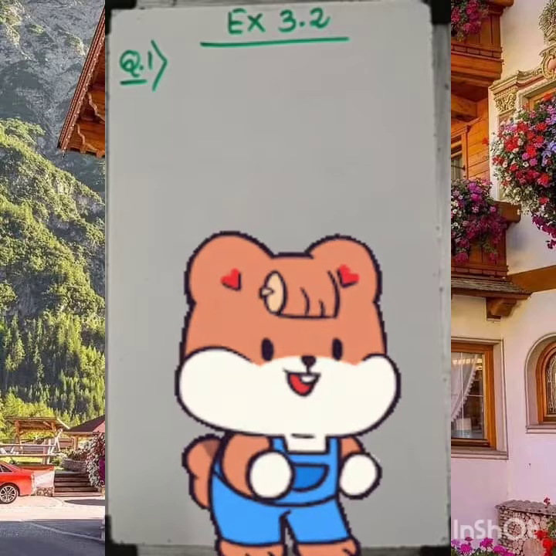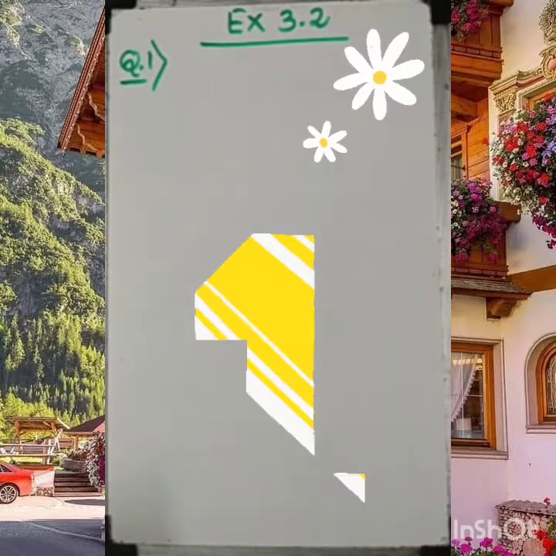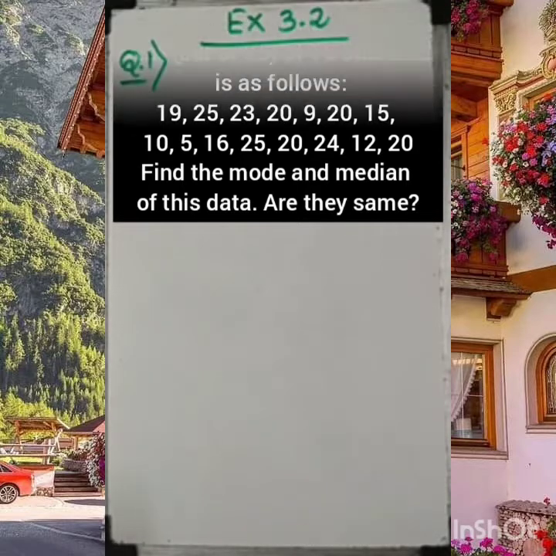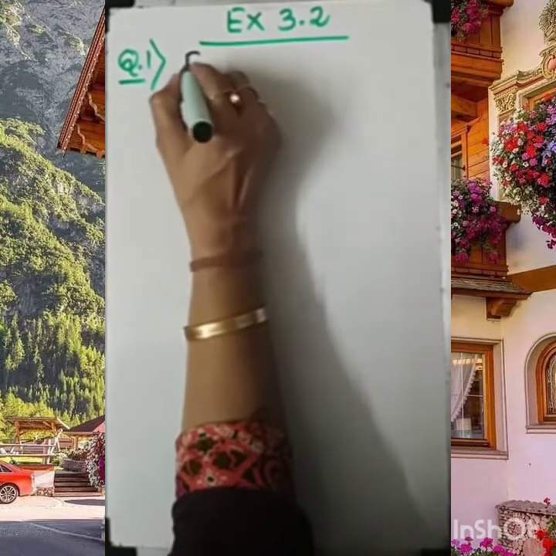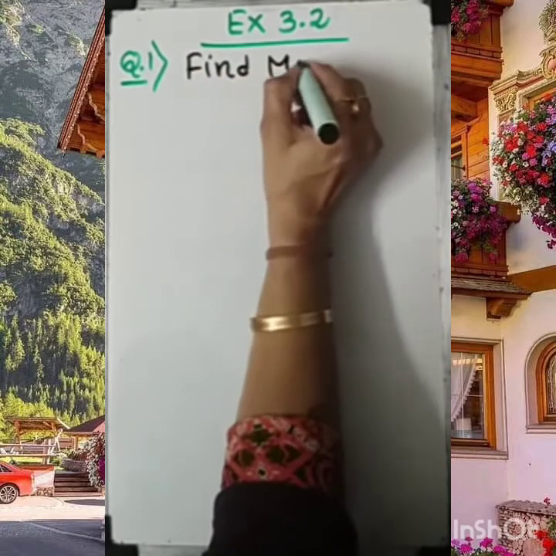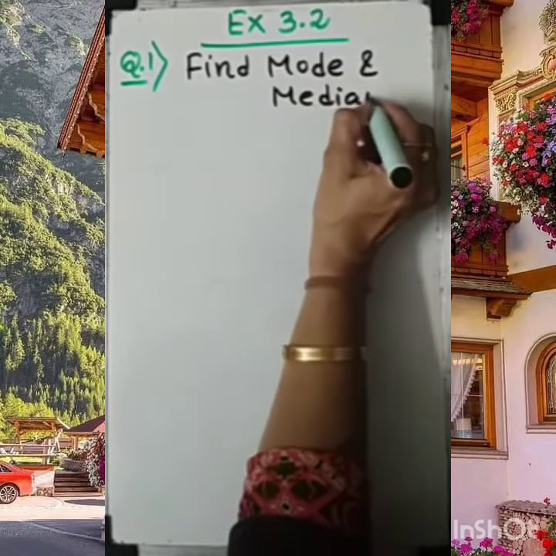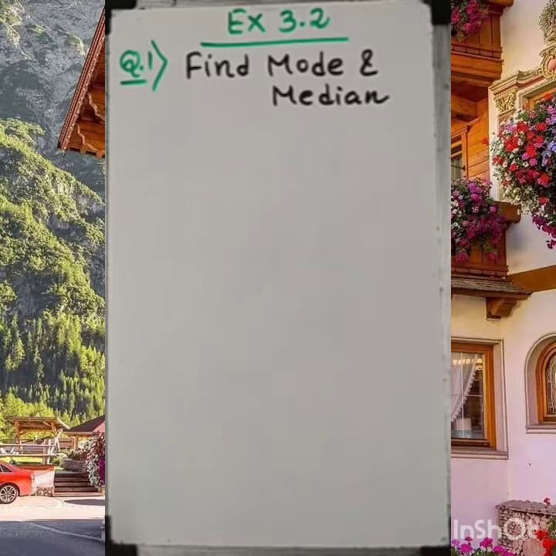Exercise 3.2, question number 1 is on your screen, dear student. The scores in a mathematics test out of 25 of 15 students is as follows. Find the mode and the median of this data. Are they same? So here we are given the list and we need to find two things. We need to find the mode, and second, we need to find the median also. Whatever the observations we are given, we note down, and we need to confirm are they same.